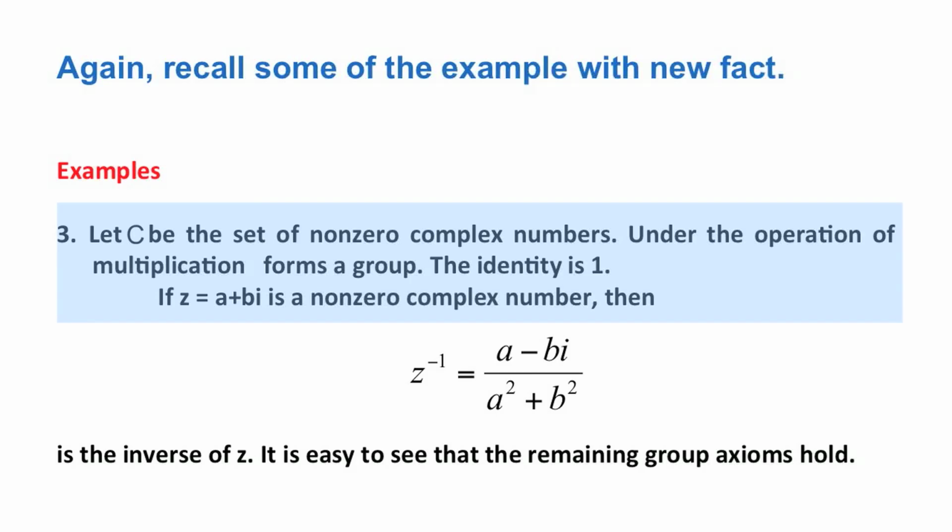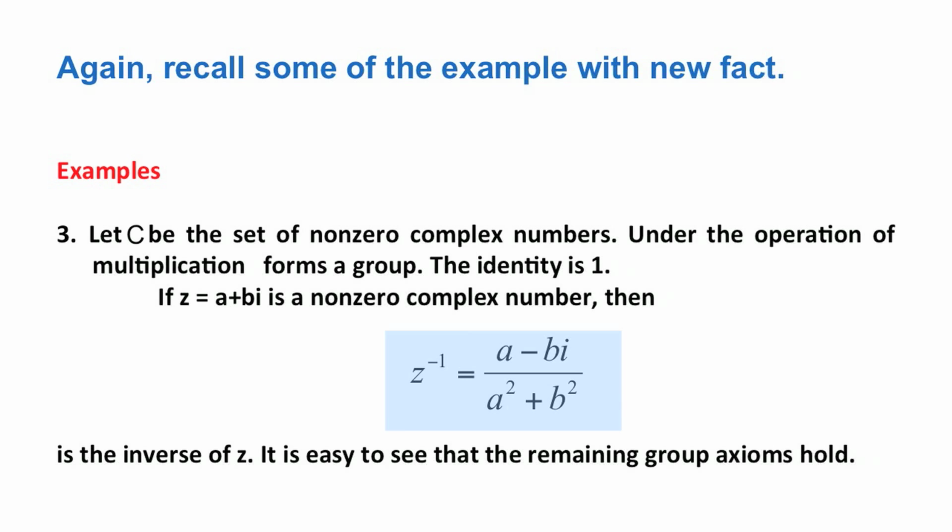Let C star be the set of non-zero complex numbers. Under the operation of multiplication, C star forms a group. The identity is 1. If z is equivalent to a plus bi, a non-zero complex number, then z to the power minus 1 is equivalent to (a minus bi) divided by (a square plus b square), which is the inverse of z. It is easy to see that the remaining group axioms hold.